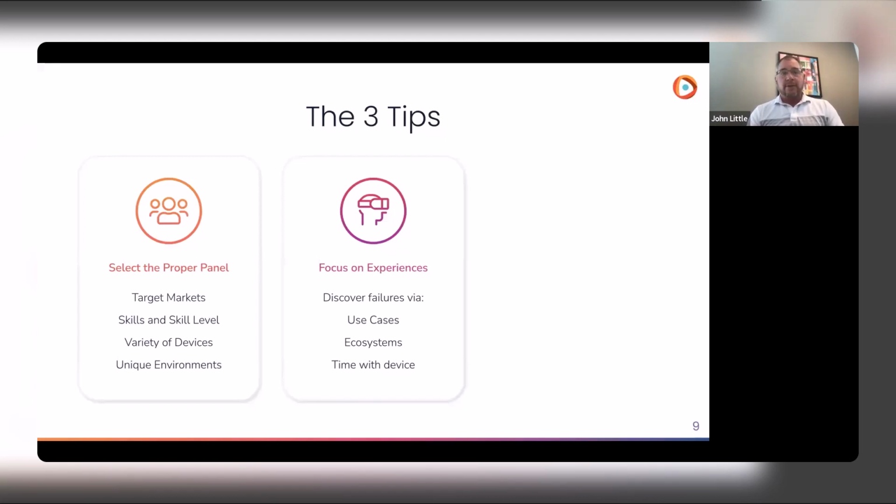And what you'll find through looking at experiences, you'll find unique use cases because you're not trying to drive them down the use cases you already have. They'll come up with new use cases on their own. You want to make sure to have all the ecosystems, at least a sample of the ecosystems you're going to have your product in in the future, and give them enough time with the device to be able to adopt it.